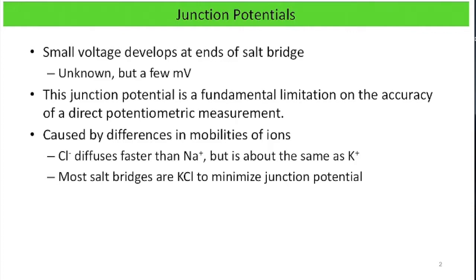Since the junction potential occurs at the end of the salt bridge, we need to have the salt bridge made out of something that is going to minimize that junction potential. So we have to have ions that flow at about the same rate. If we had a salt bridge that was made of sodium chloride, chloride diffuses faster than sodium, so that is going to create a junction potential. But if instead we made it out of potassium chloride, the mobilities of potassium and chloride are fairly equal, so that is going to minimize the junction potential. Because their mobilities are about the same, most salt bridges are made of KCl.